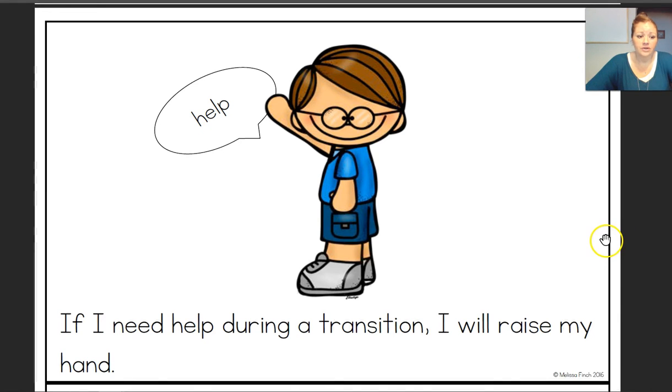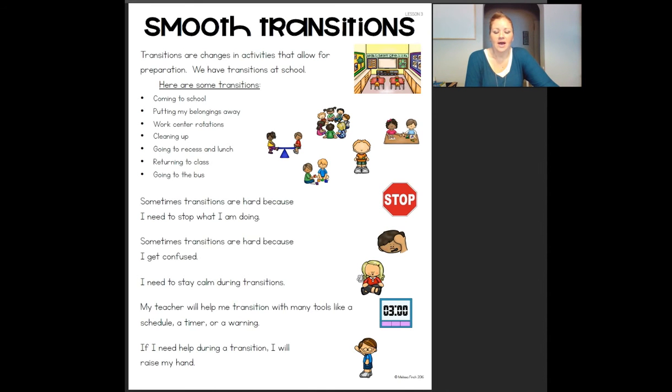Let's go to our discussion questions. I have up on our screen the overview of the story that we just read, and we are going to talk about our smooth transitions. I'm going to ask you a question, and I'm going to ask you to give a thumbs up if you think the answer is yes, or a thumbs down for the answer no. So thumbs up means what? It means yes. Thumbs down means what? It means no. Good job.